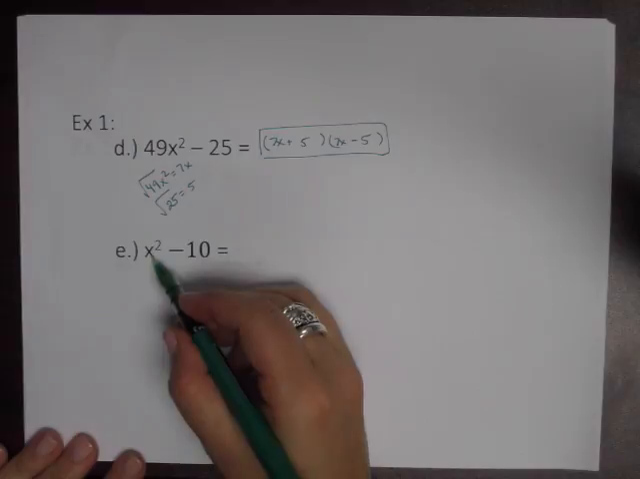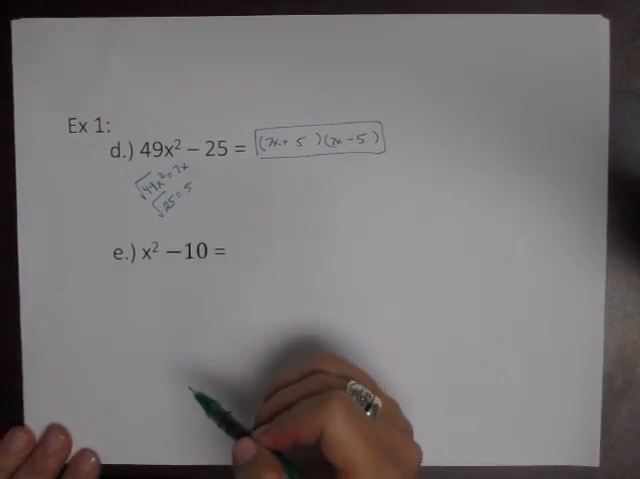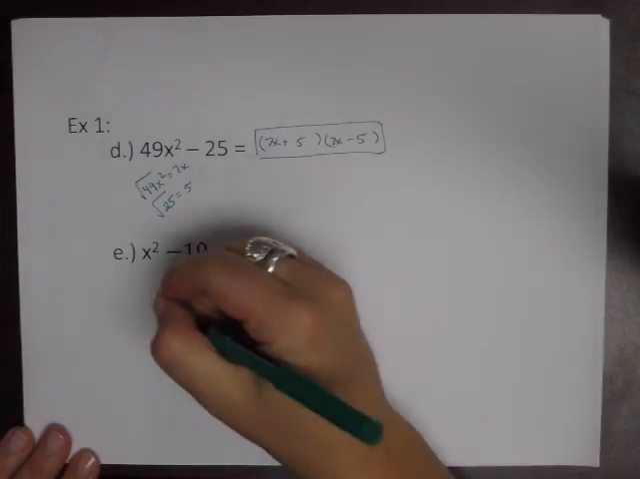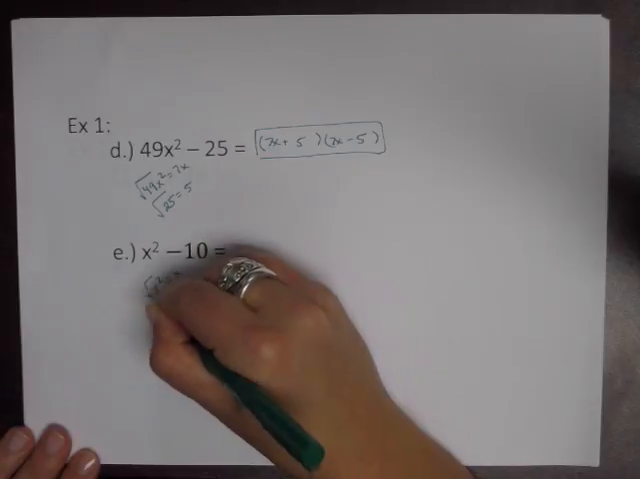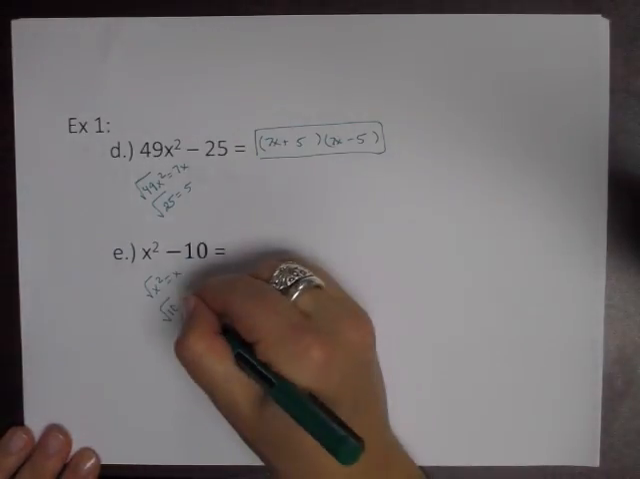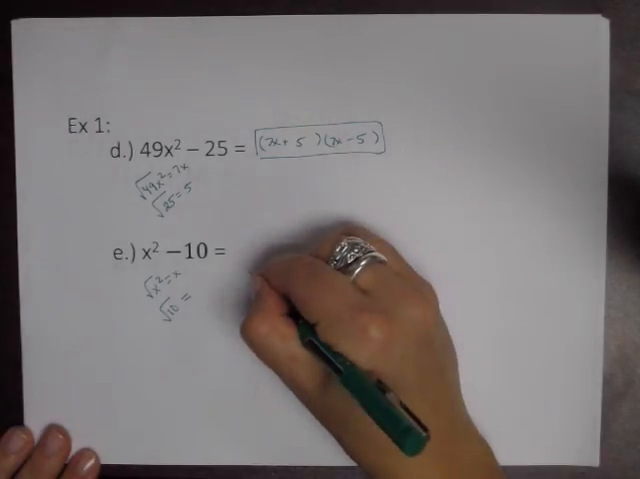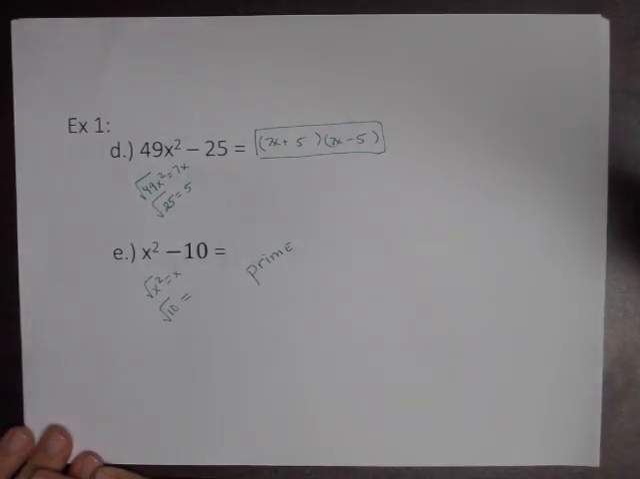Okay, if I look at this one, I've got x squared minus 10. So I notice that my b is missing, and it's subtraction, so let's go ahead and try it. I take the square root of x squared, which is x, and then I take the square root of 10. But is 10 a perfect square? It's not. So there's no answer for this. So what we would say is the answer is prime.